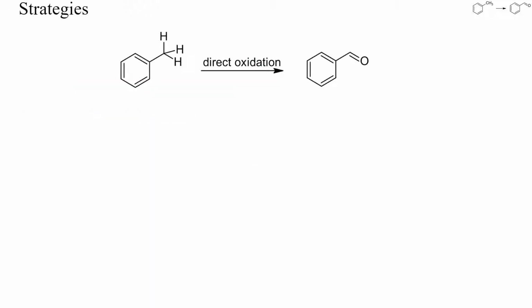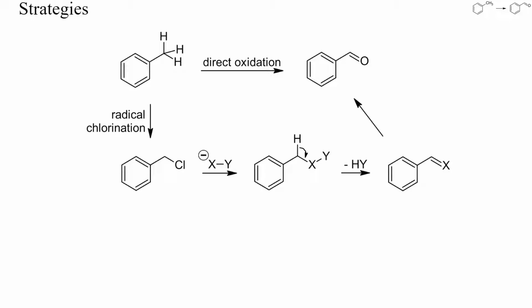There are several strategies for preparing benzaldehydes from methyl arenes. One is the direct oxidation, for instance by air or hydrogen peroxide and some catalyst. I'll show you specific examples in a minute.